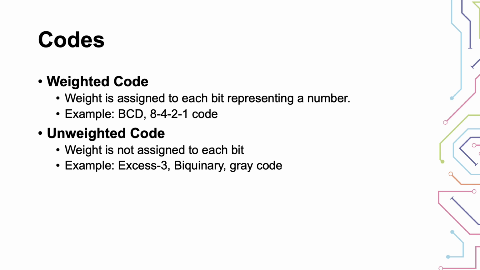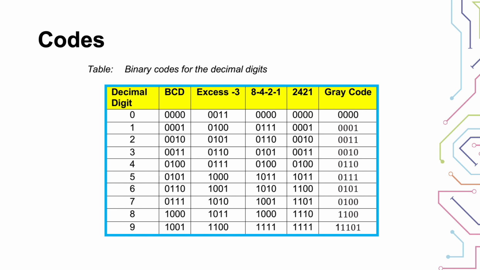Maya, meron tayong example niyan. Unweighted code, these are, weight is not assigned, no? For example, excess 3. Yan naman, kaya mag-add man kang 3, no? Gray code, iba yung mekanismo. So, these are called unweighted codes. Okay.